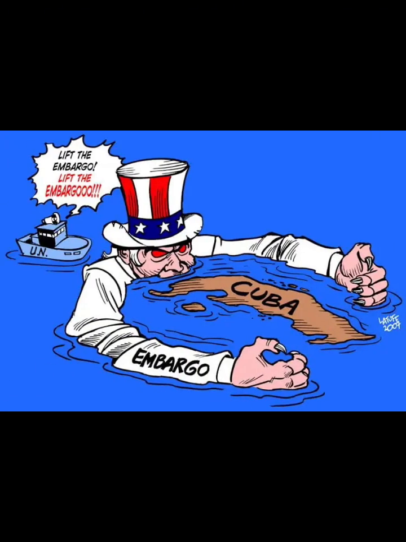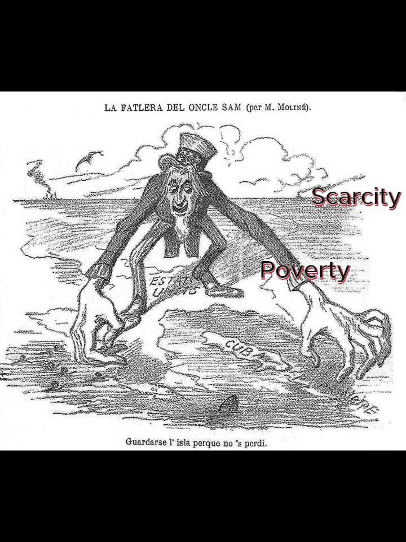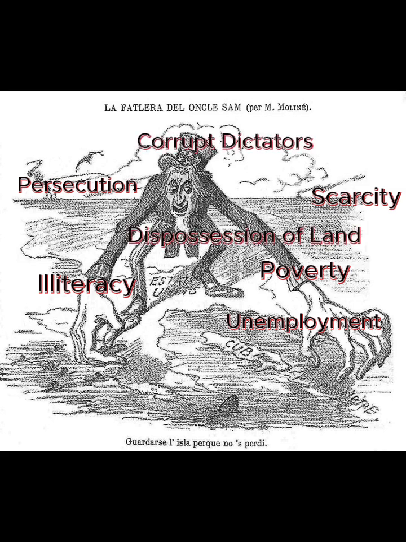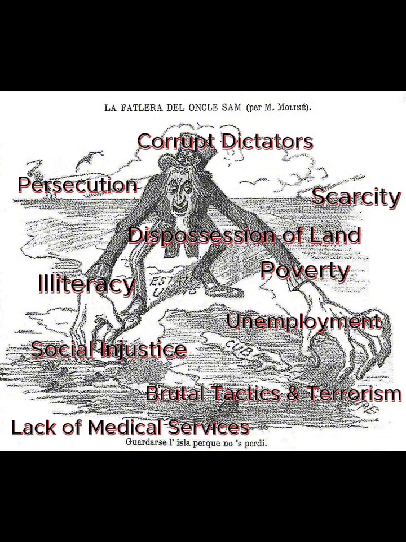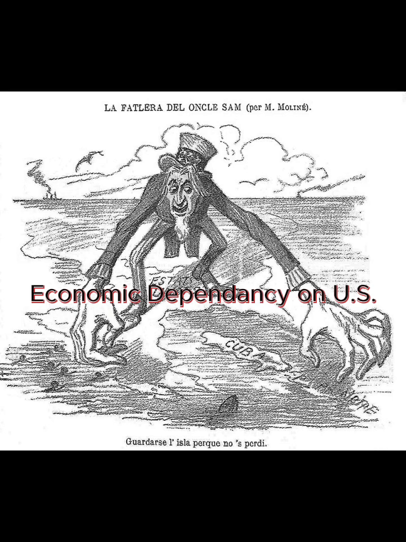Even though Cuba was officially a republic, the United States took occupancy over it, using it as a tourist center for their own economic and political interests. All this led to many consequences that transformed into the causes of the Cuban Revolution. With the United States' control over Cuba, the consequences began to arise in the country, like poverty, scarcity, persecution, unemployment, illiteracy, corrupt dictators, disposition of land, lack of medical services, social injustice, brutal tactics and terrorism to suppress opposition, and the most important one, economic dependency on the United States.